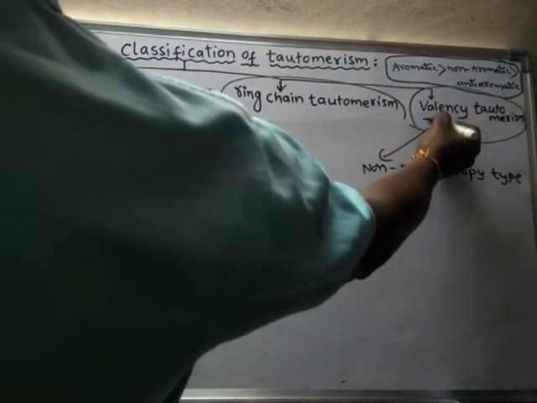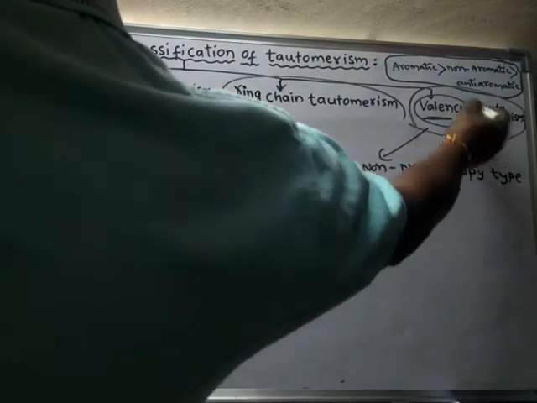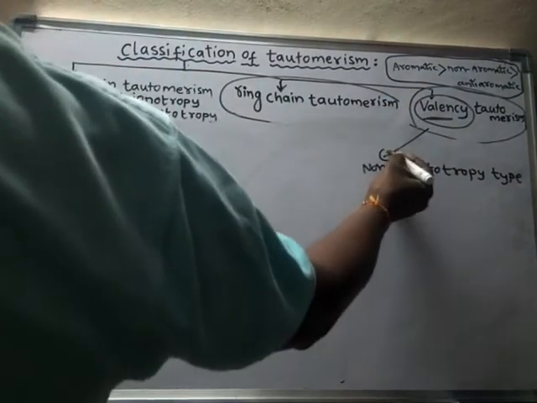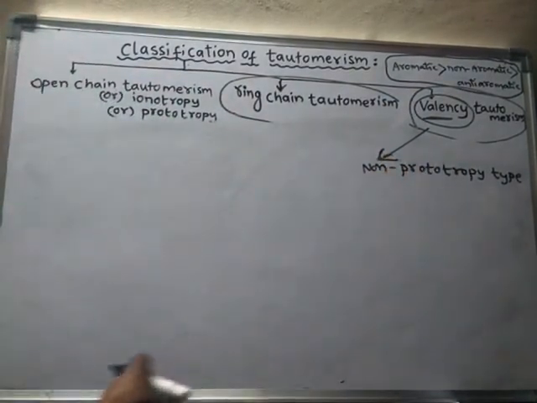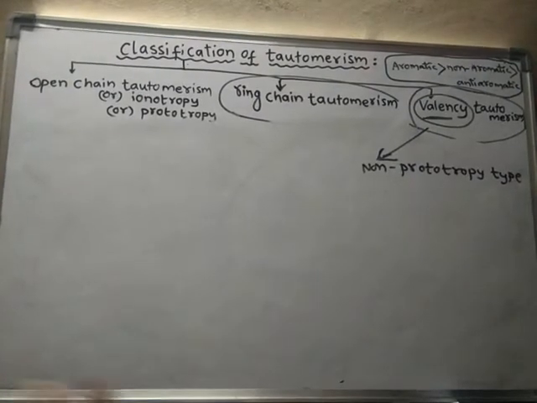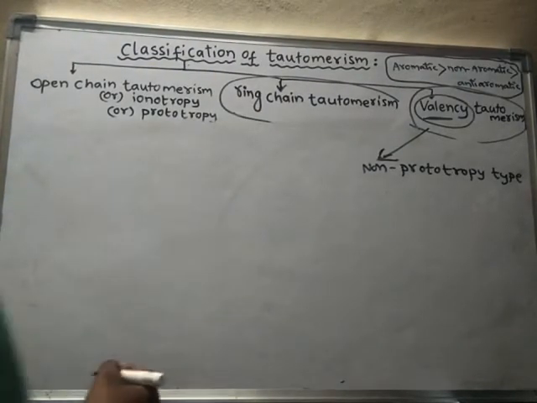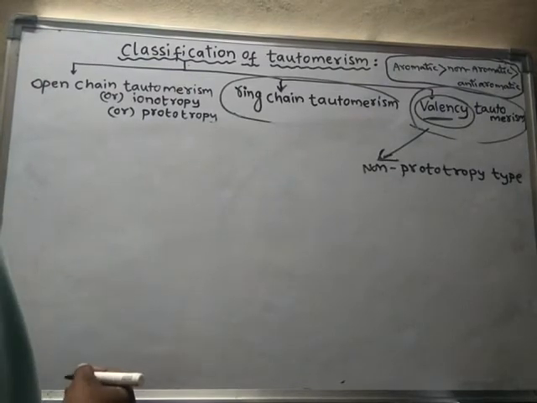What is the meaning of valency? Valency means the number of bonds. In valency tautomerism, what happens? Double bonds and single bonds are ruptured, without any migration of atoms. For example, let us take another example.